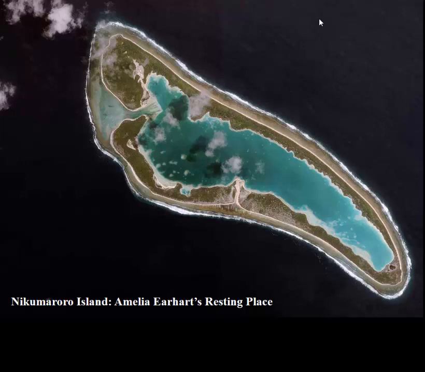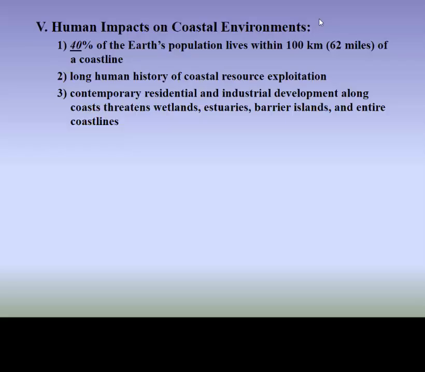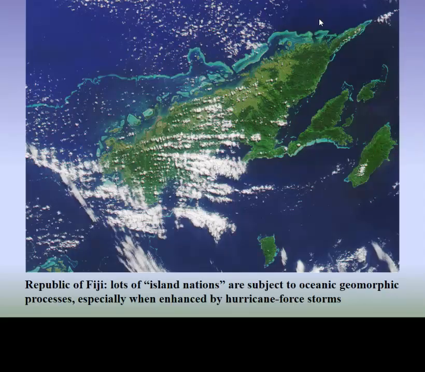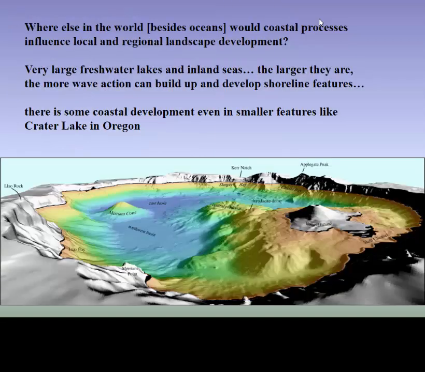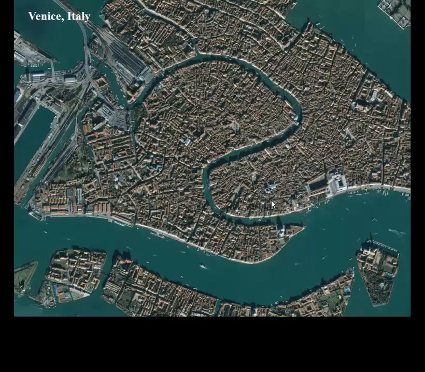This is Nicamaruru. And then the human impacts. About 40% of the Earth's population lives within about an hour's drive of a coastline. This is Fiji. And then you can see the importance of nautical charts and how these always change. This is Crater Lake, so you can see where Crater Lake's deepest. This is those pictures that I showed you before. And this just talks about the importance of mapping.